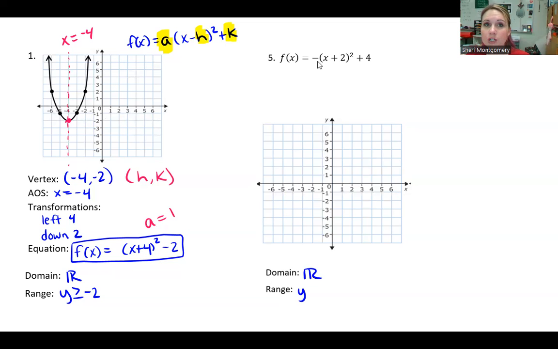So if we're stating our transformations, what does this negative in front of parentheses tell me? Facing down. Okay, so we're going to call that a reflection. Reflect over X. You could also state opens down. What does this +2, how does that move me? Left 2. Remember, everything in parentheses is opposite. So left 2. And then what does +4 at the end tell me?